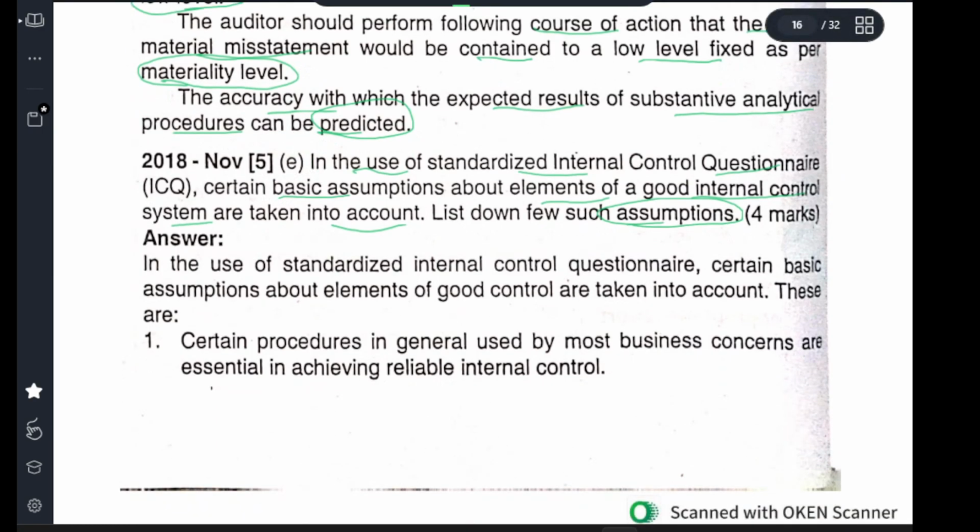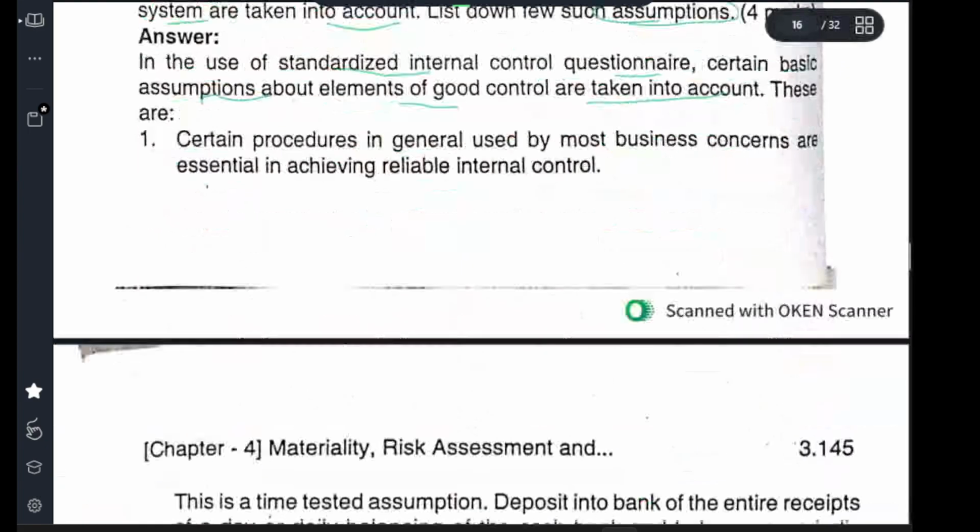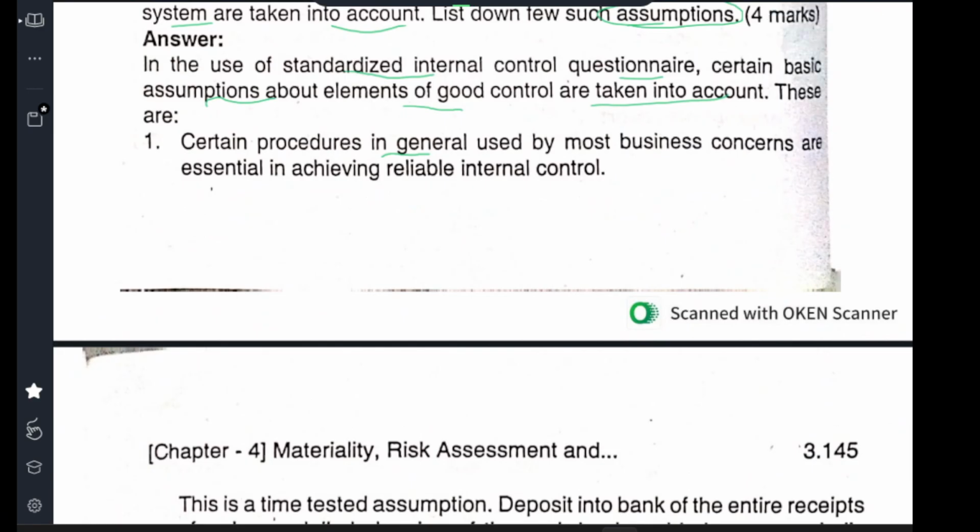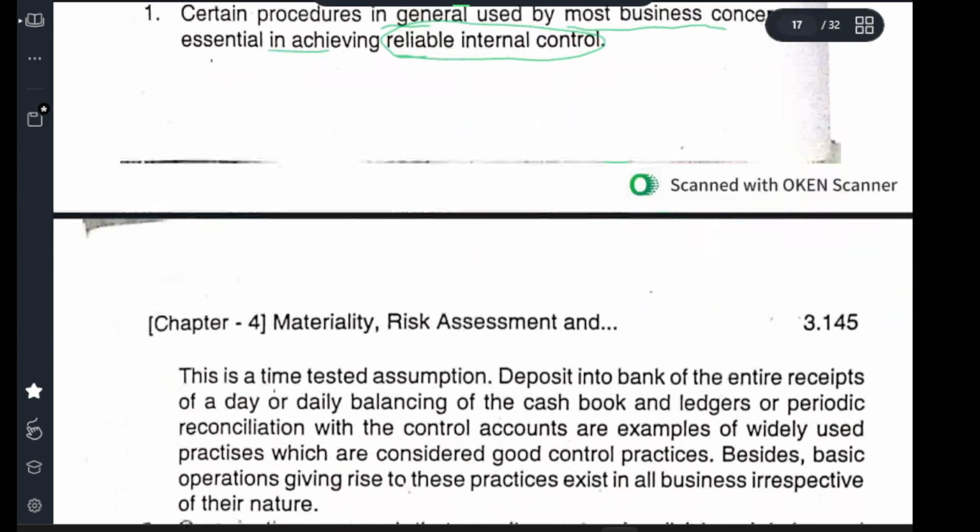So ICQ, internal control questionnaire. You want to ask what is a questionnaire? To use the internal control questionnaire, certain basic assumptions such as elements of good control are taken into account. These are certain procedures in general used in most business concerns and essential in achieving reliable internal control. So achieve the internal control.